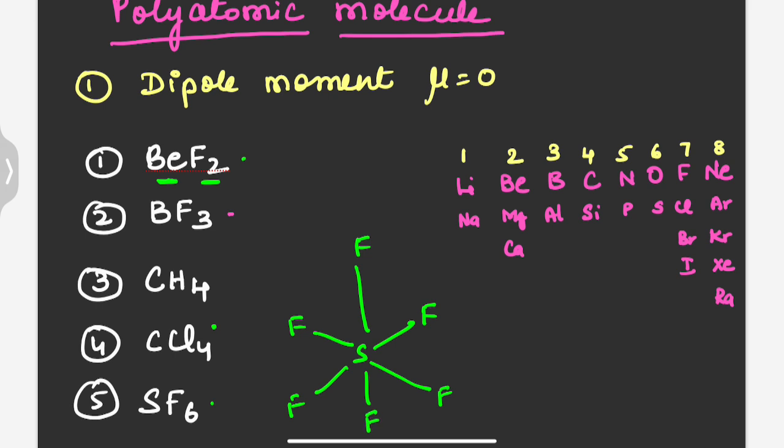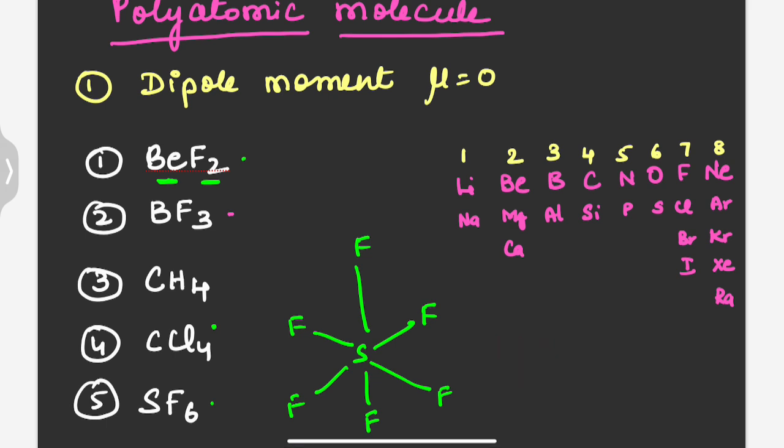Here the dipole moment exerted by this fluorine and this fluorine will get cancelled because they are in opposite direction. You can see they are in opposite direction. The dipole moment exerted by this fluorine and this fluorine will be in this direction, and the dipole moment exerted by this fluorine and this fluorine will be in this direction. So again they will cancel each other. As a result, the dipole moment will be equal to 0.